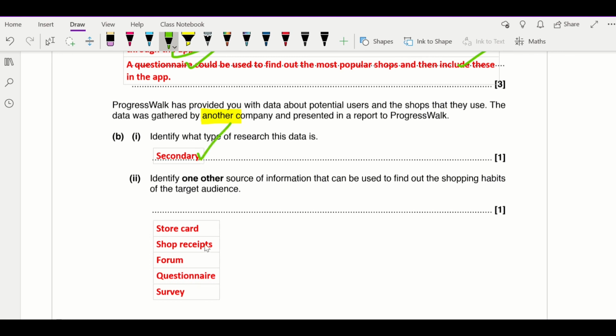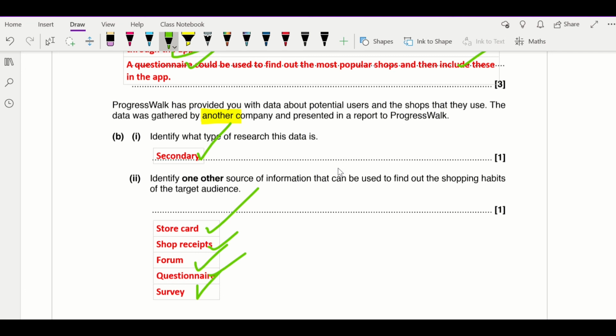So 1 mark for secondary, and 1 mark for store card or shop receipts or forums or questionnaires or survey, but you only need to provide 1. So this question is really about you demonstrating you understand the difference between primary research and secondary research, and then be able to give examples on both sides.